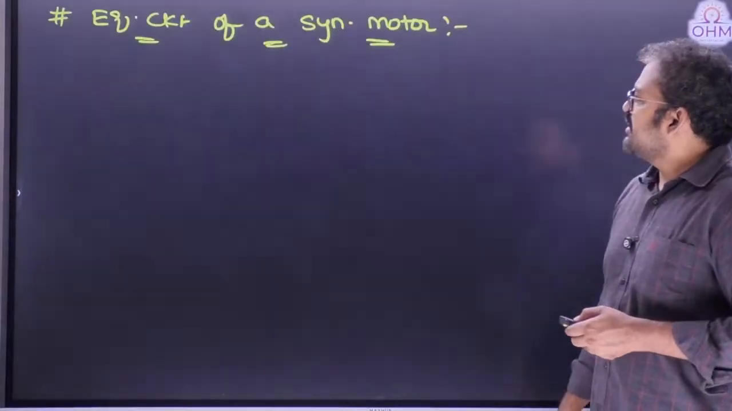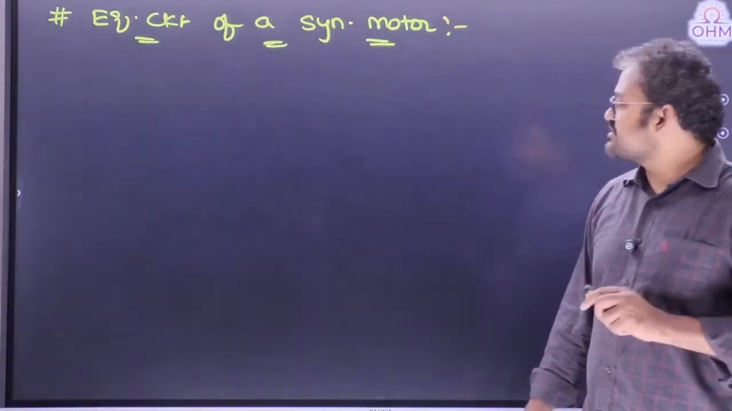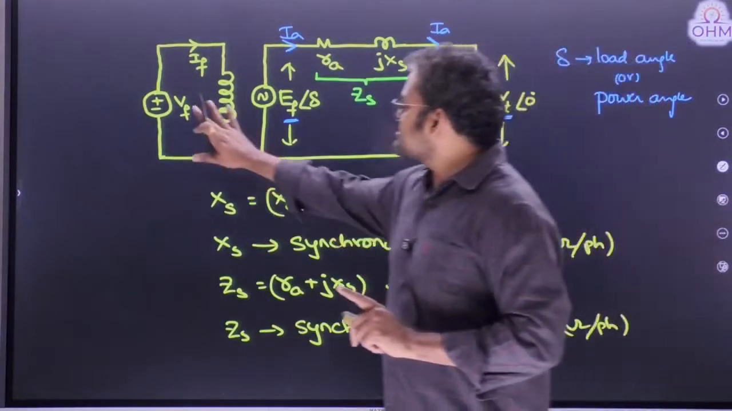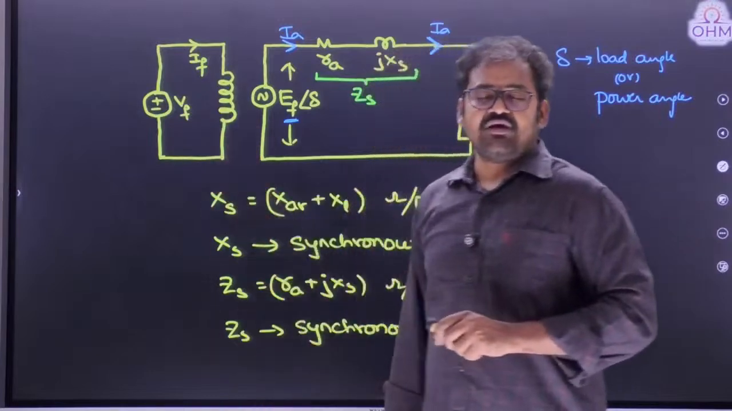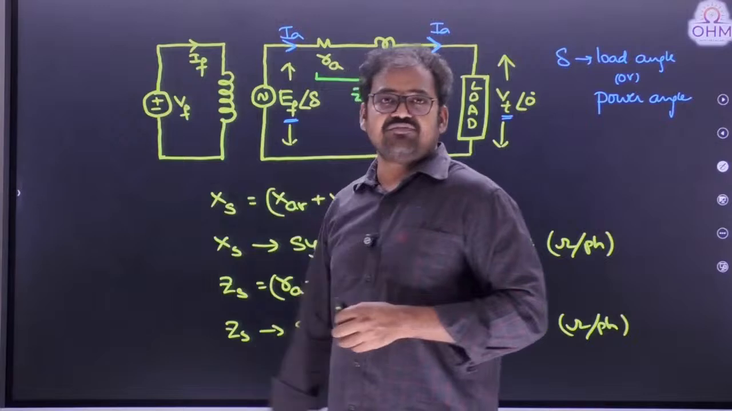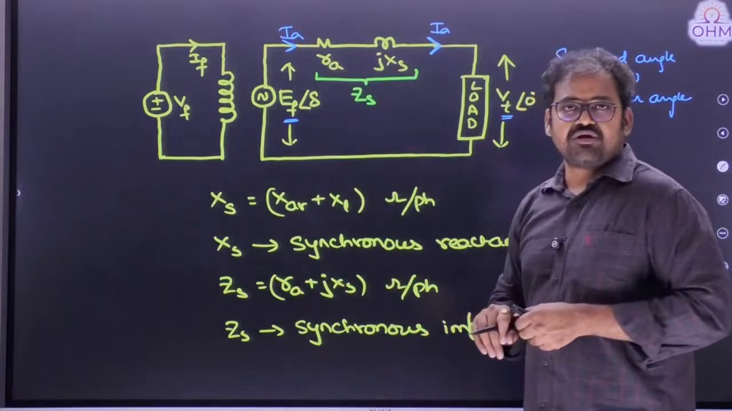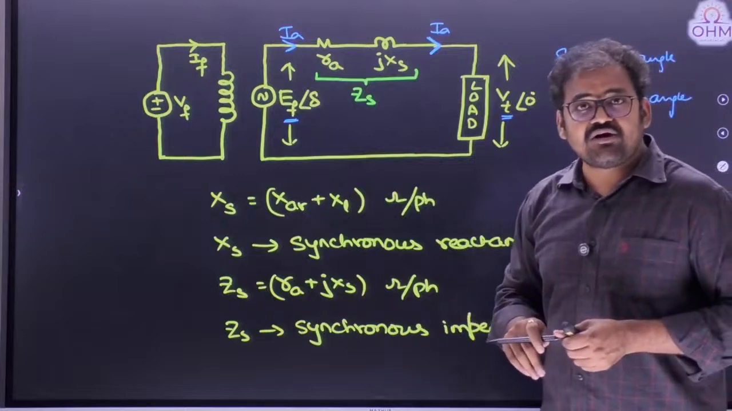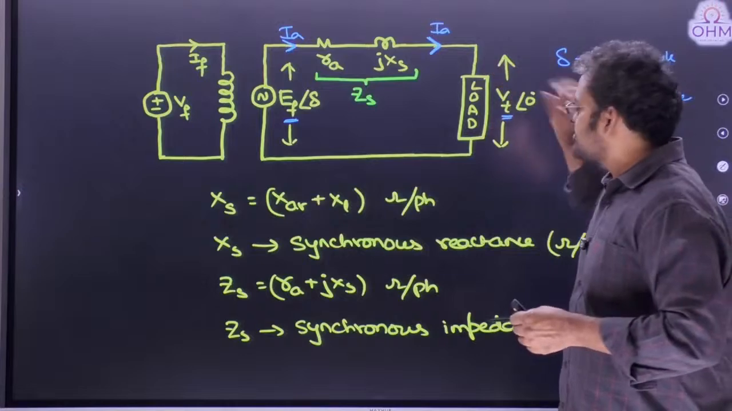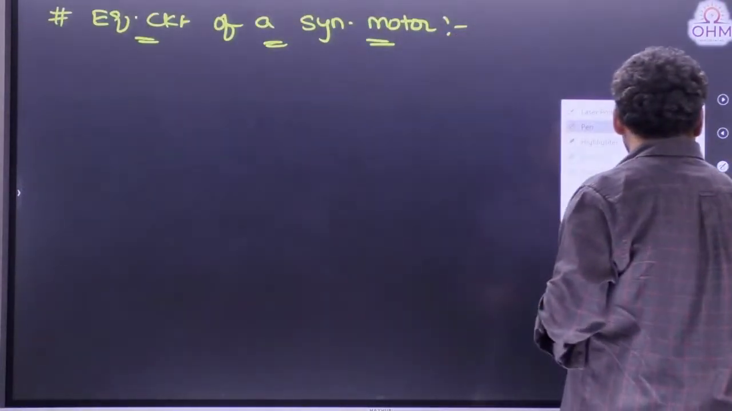Now let us try to develop the equivalent circuit of the synchronous motor in a similar manner. As I told you, what is the only difference? The field circuit will not have any difference. Motor or generator, in both machines the field winding is excited with DC supply. But the difference will come in the armature circuit. Will the machine generate the current or absorb the current? Yes, the motor will absorb the current from a source. Let us draw the equivalent circuit of the synchronous motor.